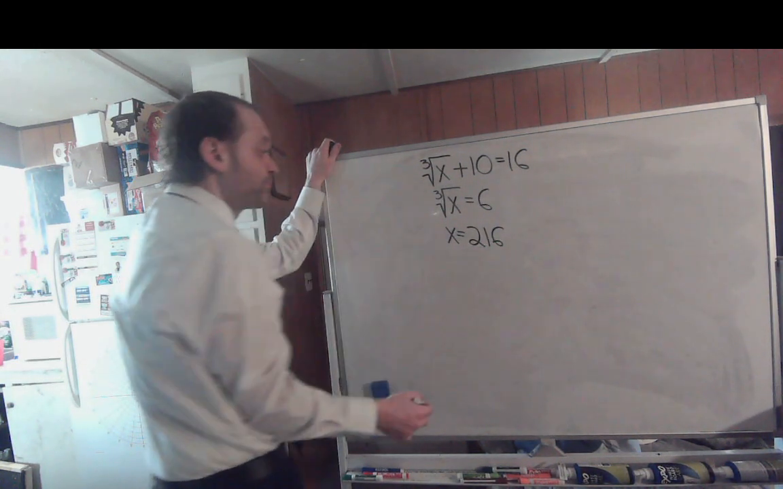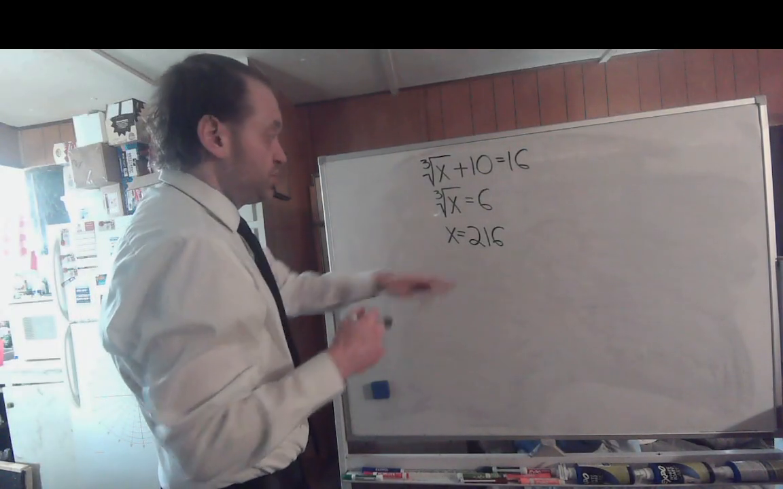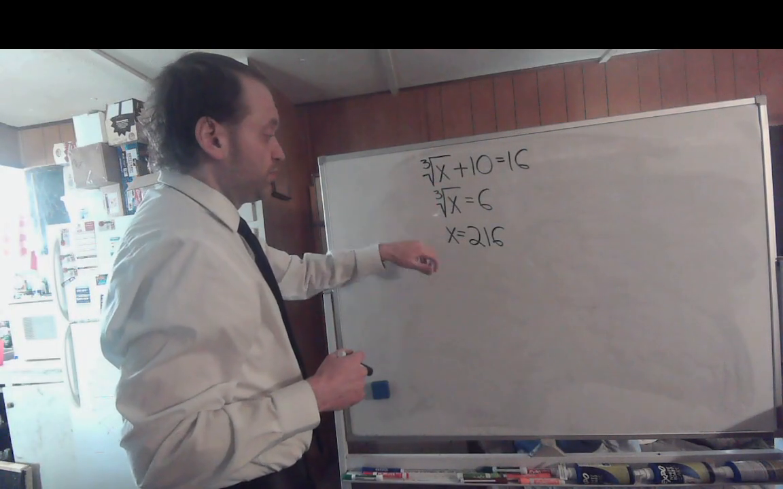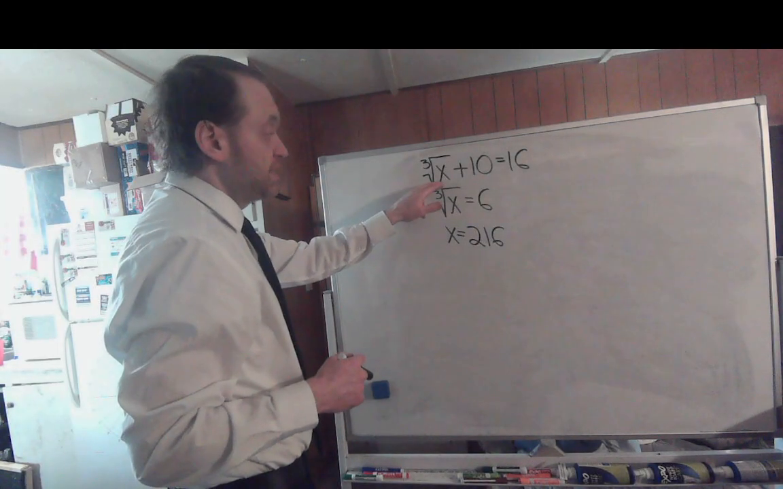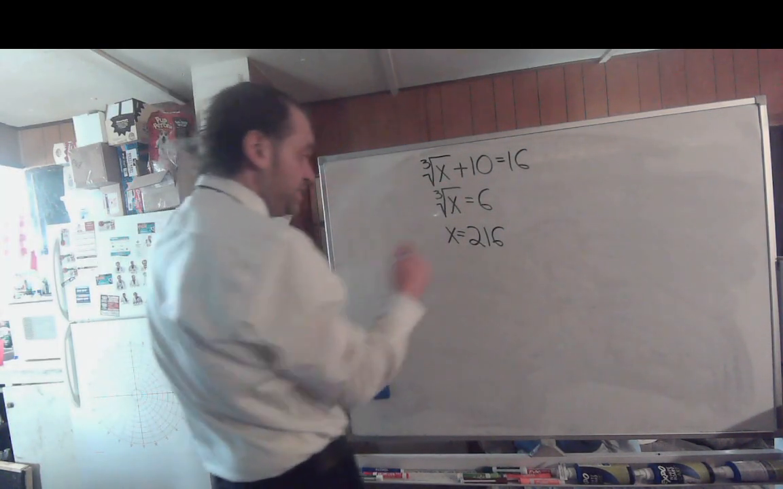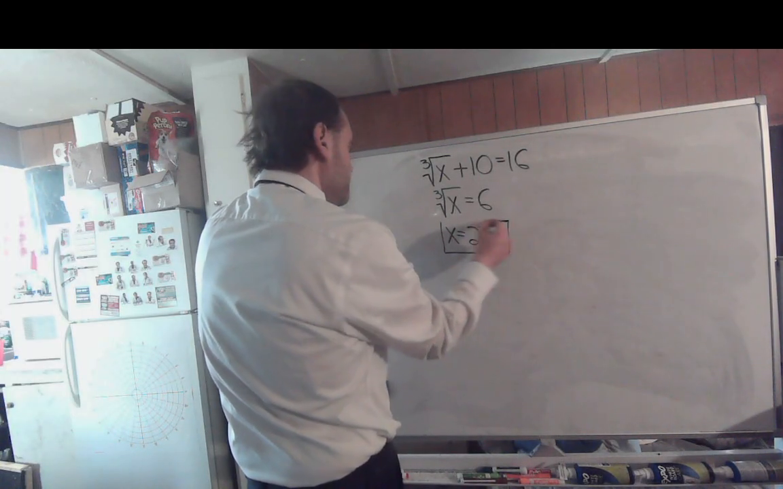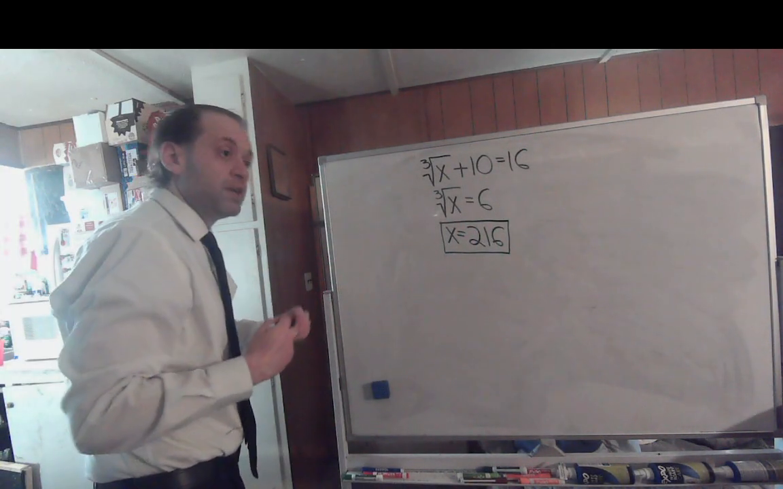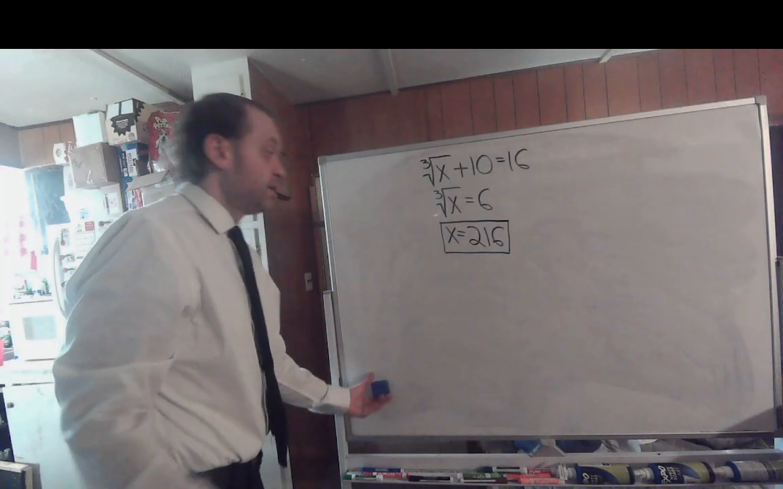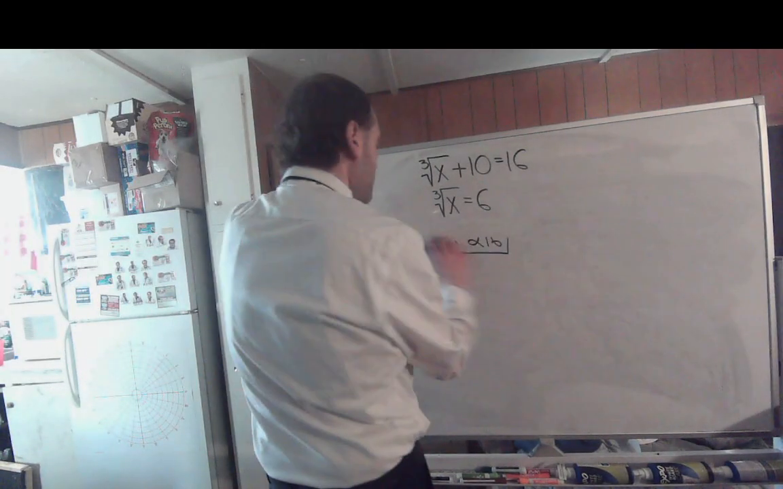216. And if you put in 216 for x in the cube root, you would in fact get 6, so 6 plus 10 equals 16. So that also checks out. You get an x value of 216. Just got to verify your work.